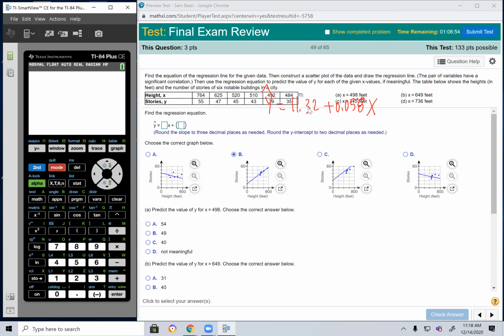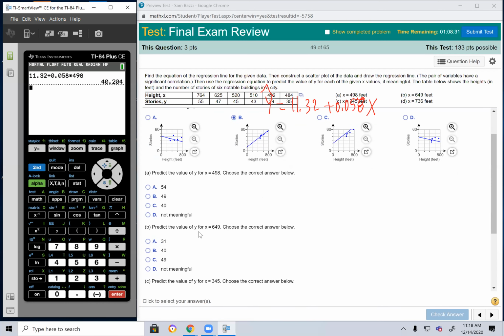So it will be 11.32 plus 0.058 times, he wants now 498. 40.204, and you just put 0.24. So it seems to me like this is the closest, 40. It will be 40, and you select this one.